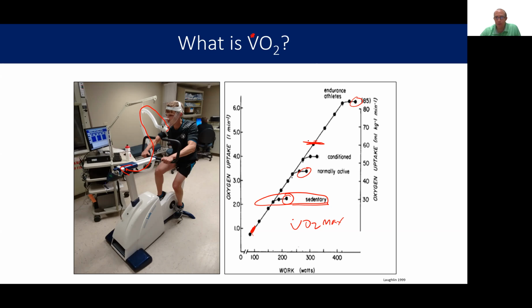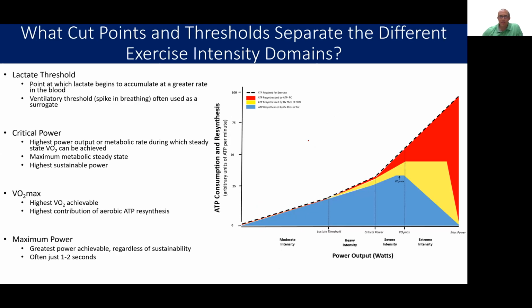All right, so VO2, very predictable, and we're going to use this a lot to determine how intense an exercise is. So we have these different exercise intensity domains. And here's just a bit of terminology that we'll use to separate our domains. First of all, on this diagram, I want you guys to understand this diagram pretty well. The y-axis represents how much ATP is being consumed and resynthesized. So the dashed line is how much ATP is required to do that intensity of exercise. And then the colored in portions represent how that ATP is being made or resynthesized. Blue is from oxidative phosphorylation of fats. Yellow is oxidative phosphorylation of carbohydrates.